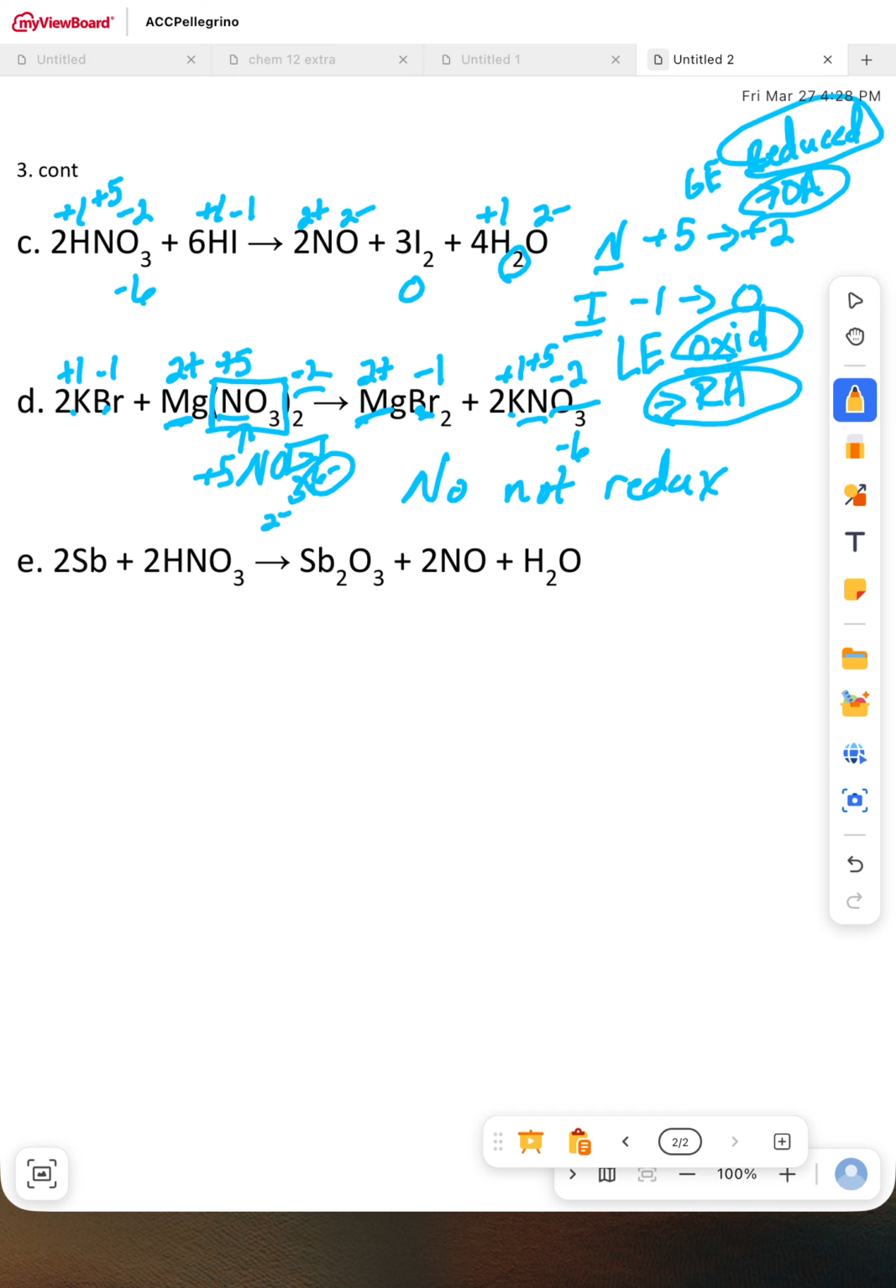Okay, Sb, what is that? I don't know. Let me look it up over here on my other screen, so I'm not moving the screen around on you guys. Antimony, okay. Or antimony, I'm not sure how you should say that. Okay, so that is in its elemental form, anyway. So that's going to be a 0.